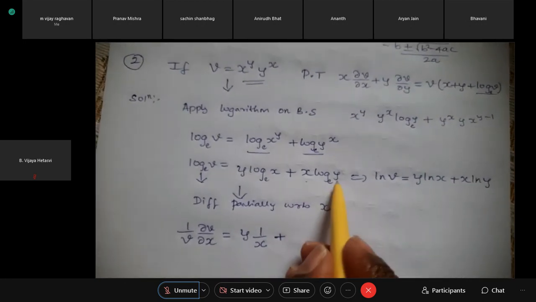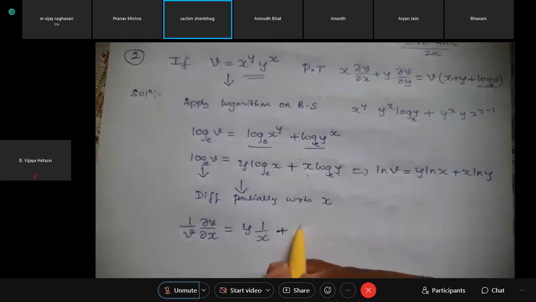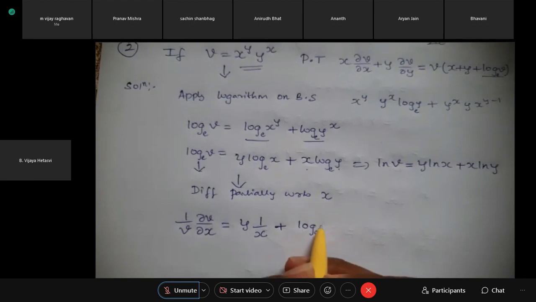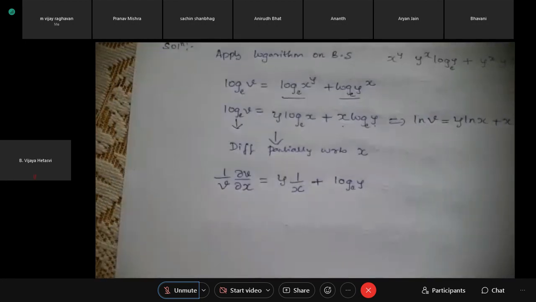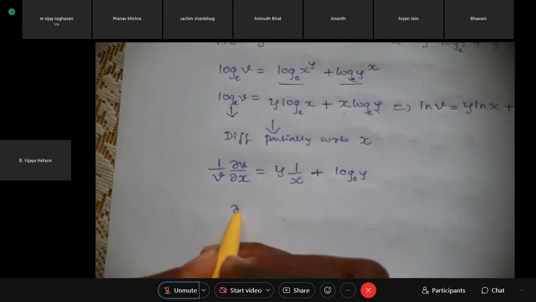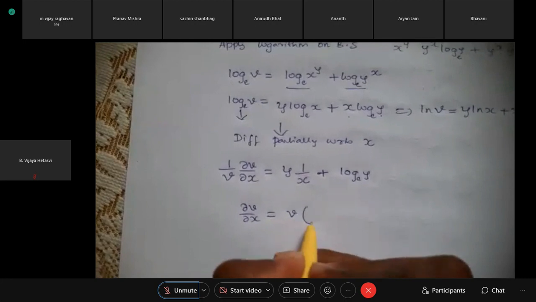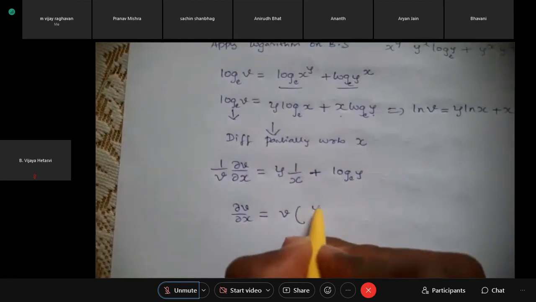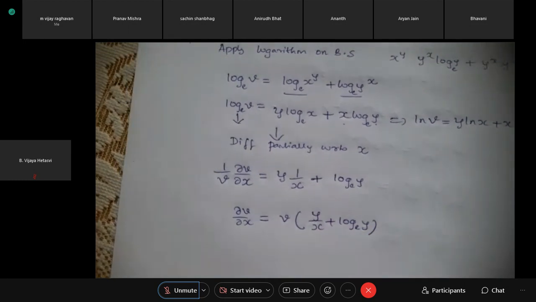Next, x log y. How do you differentiate? Should I treat x as constant, or y as constant? Log y becomes constant. Y is treated as constant, and differentiation of x with respect to x is 1. Now I will just take dou v by dou x. This v I will cross multiply it to the other side, it becomes y by x plus log y. Can we do that?